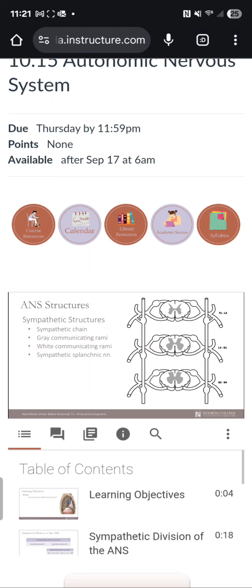Then before we add the sympathetic splanchnic nerves, we'll add a few boxes here. These boxes contain target structures where these different nerves are going. Now you can see the sympathetic splanchnic nerves coming off the sympathetic chain at each of these different levels.